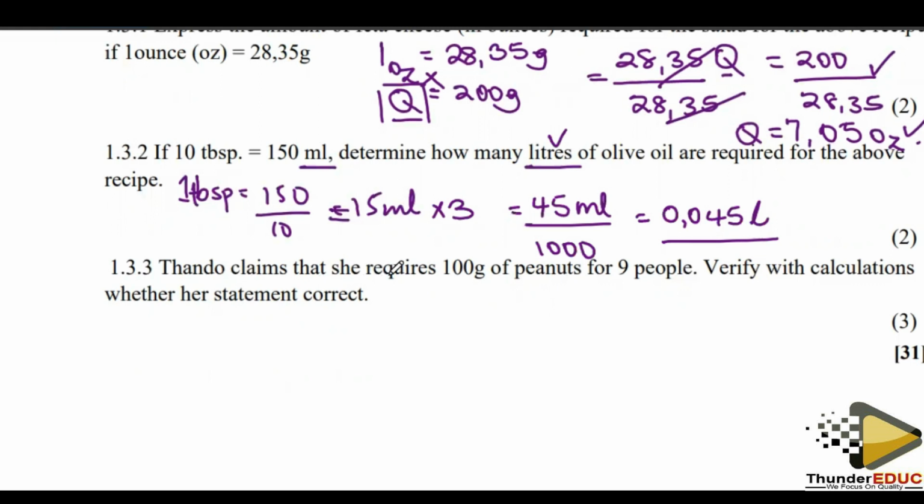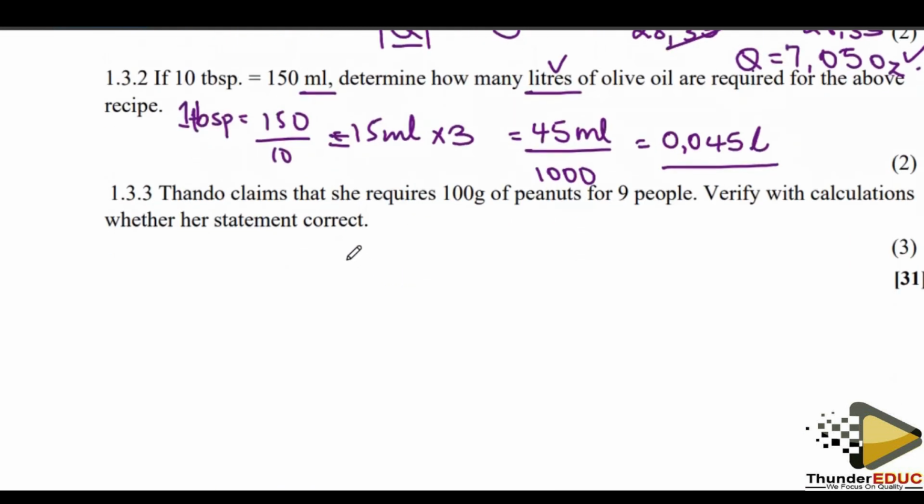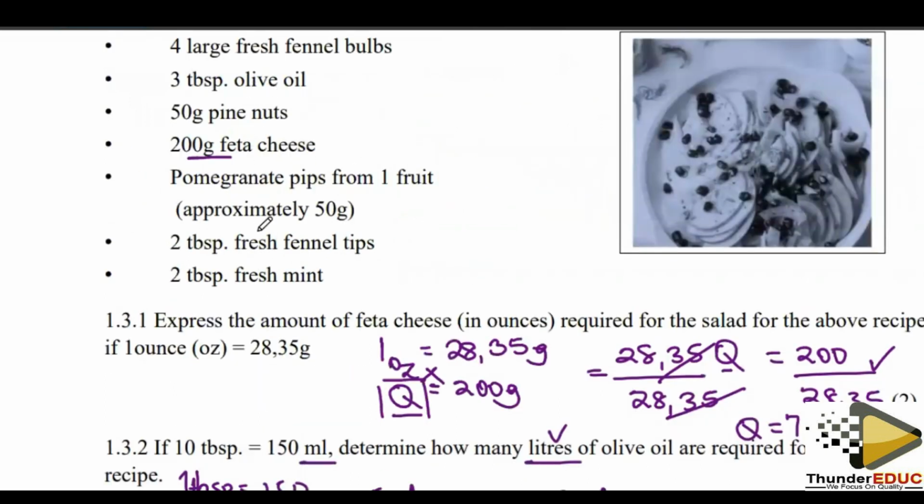Tando claims that she requires 100 grams of peanuts for 9 people. Verify the calculations. First and foremost, remember that the preparation that you have is for 6 people. Now you need to look for how much the 9 people will take for the peanuts. So we shall say 6 people, they need how much? 6 people need the peanuts. Where are they? The peanuts.